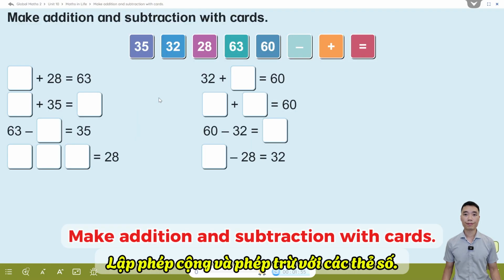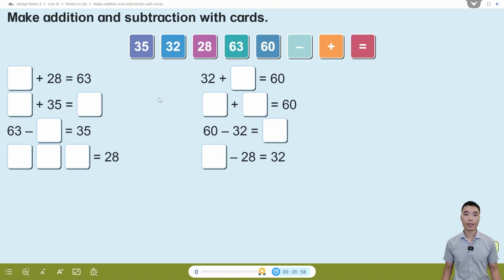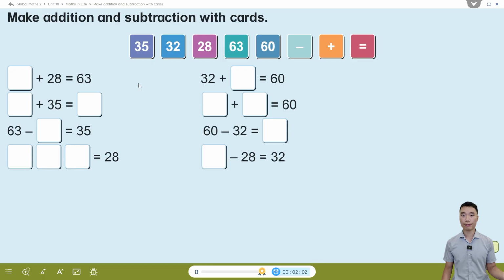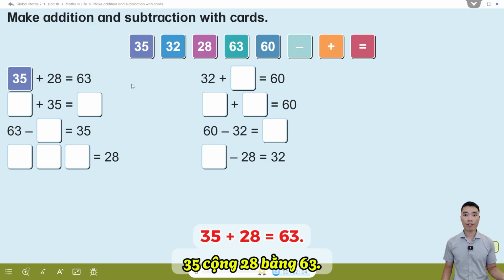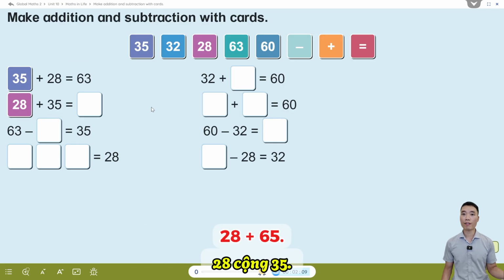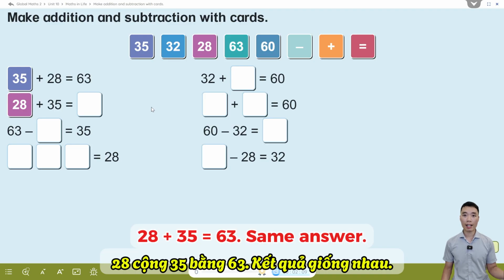Make addition and subtraction with cards. Now let's play a game. We use number cards. Look carefully. First, 35 plus 28 equals 63. Now swap the numbers. 28 plus 35 equals 63. Same answer.